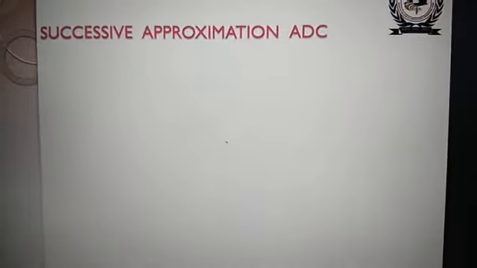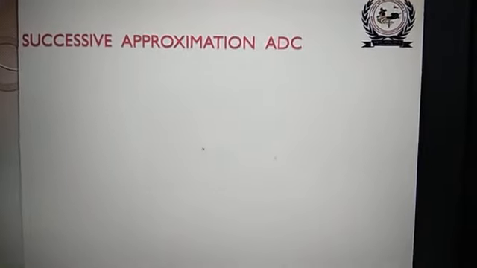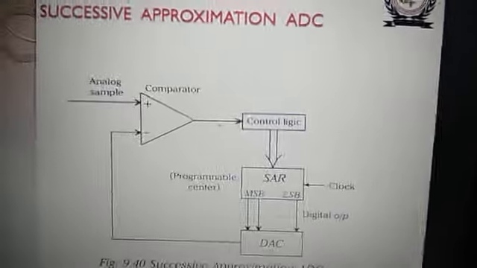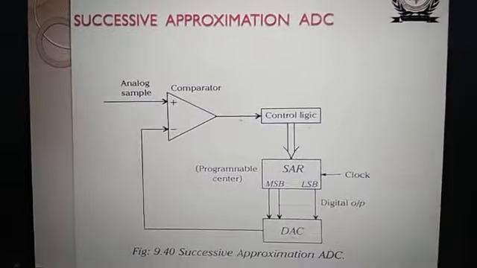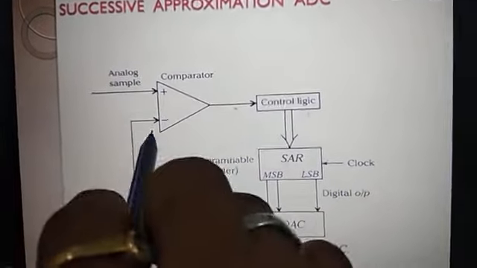Then we will go to the successive approximation ADC, the successive approximation type analog to digital converter. This is the diagram for this successive approximation type ADC.